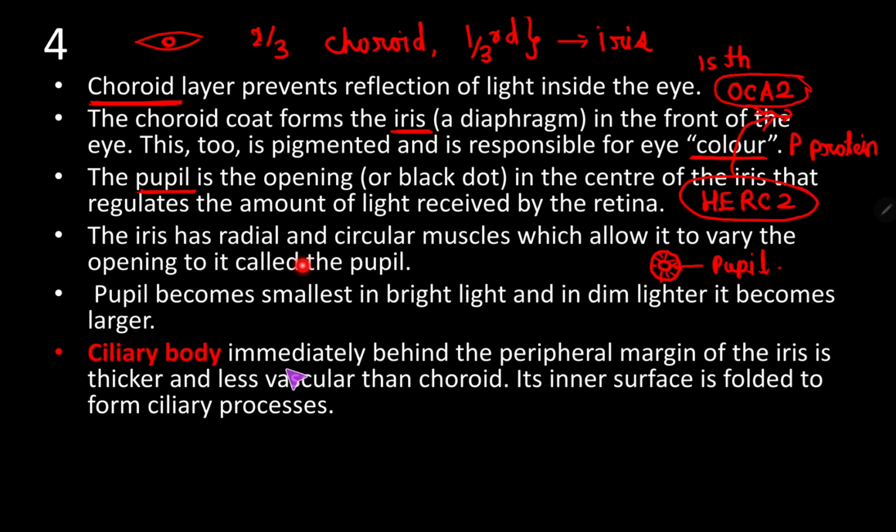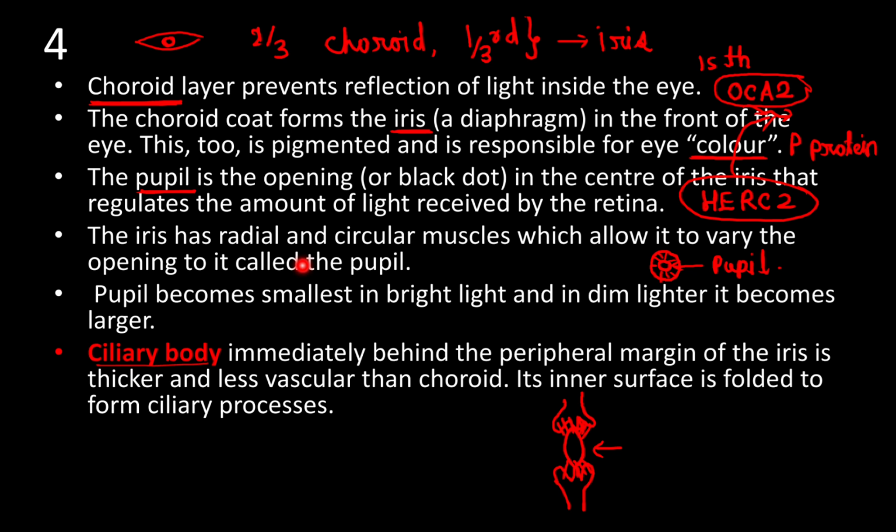Fine. Then this same vascular tunic modifies and forms one structure that is called the ciliary body. Either you call it ciliary body or you call it ciliary muscles, right? Just behind the peripheral margin of the iris, they are modifying and forming one structure called the ciliary body, or ciliary muscle. The ciliary body or ciliary muscle controls the thickness of our lens. They have a ligament called the suspensory ligament. By the help of the suspensory ligament, they control the thickness of the lens.